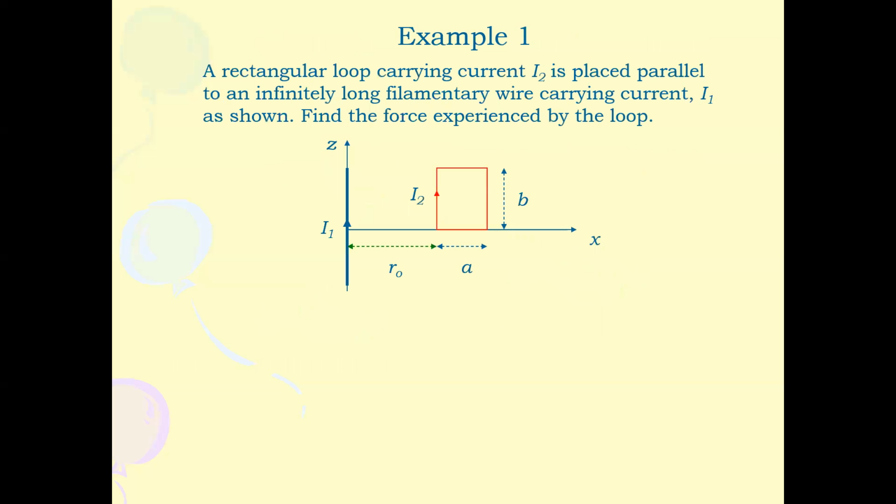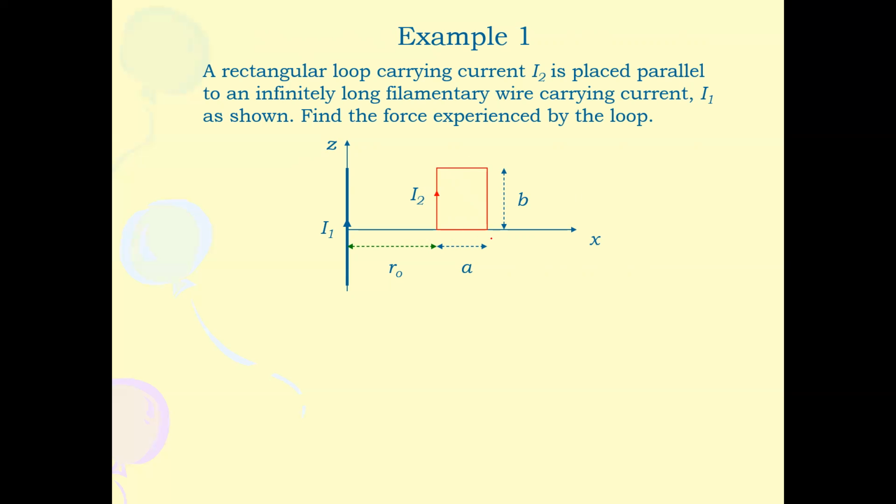So let's have a look at example number 1 on the force, where we have a rectangular loop carrying current I2, which is placed parallel to an infinitely long filamentary wire carrying current I1, as shown in the diagram here. We need to find the force experienced by this particular loop, colored red here.